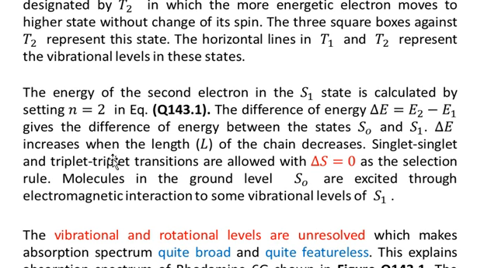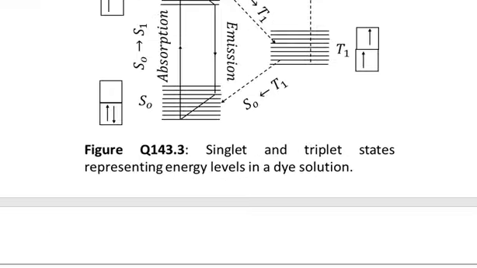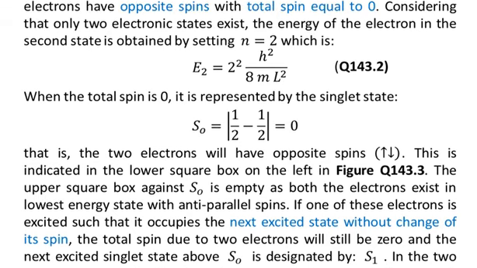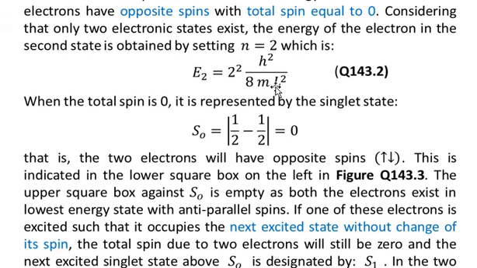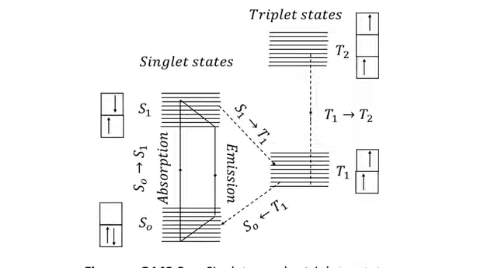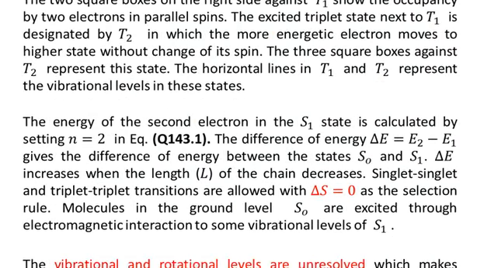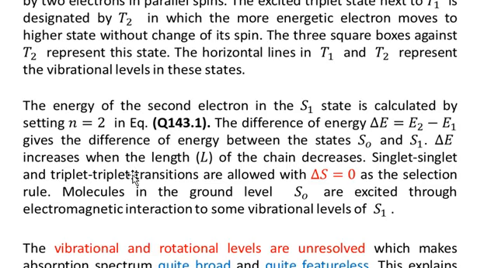Delta E increases when the length L of the chain decreases. You can see from this formula of the energy that L is in the denominator. So when L decreases, the energy will increase. That is, for a shorter chain of the electrons, the energy of the electrons will be greater. So delta E increases when the length L of the chain decreases.